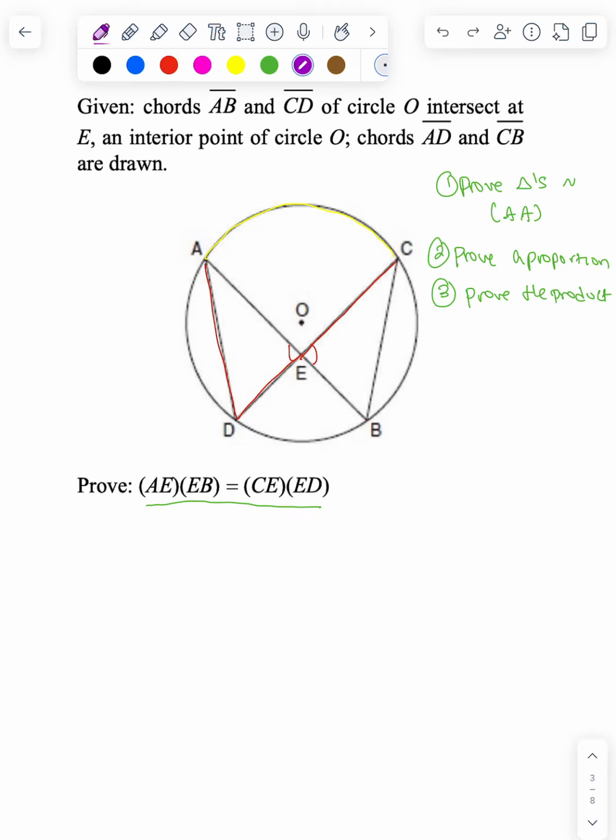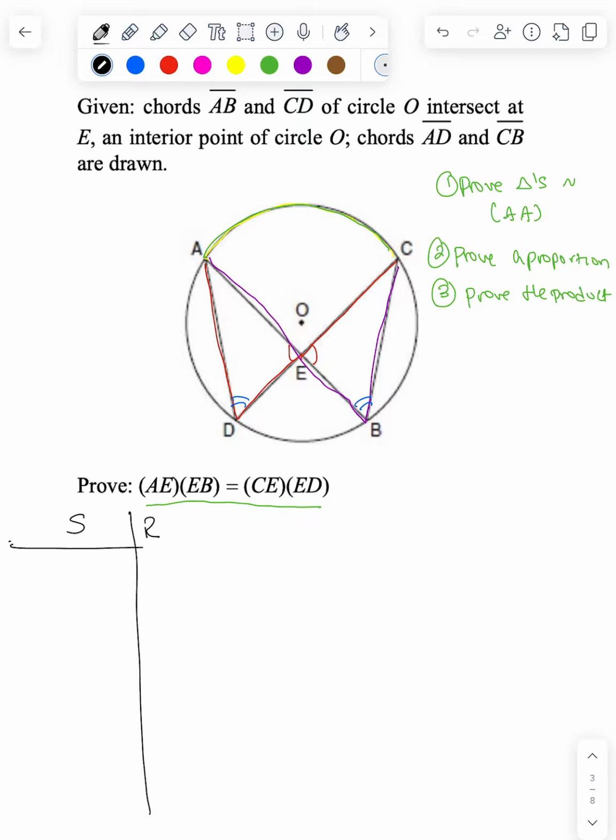And angle, let me do it in a different color, angle CBA is an inscribed angle that also intercepts arc AC. Two inscribed angles that intercept the same arc are congruent because if the arc is 100 and they intercept the 100-degree arc, then they both have to be half of that, which is 50. So inscribed angles that intercept the same arc have to be congruent. So I'm going to use angle ADE congruent to angle CBE. You could have used the other pair of inscribed angles, angle A and angle C, and that would have been absolutely fine as well. Now I'm all ready to write up my proof.